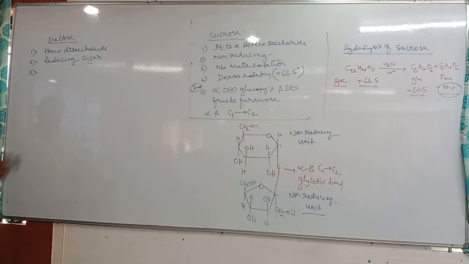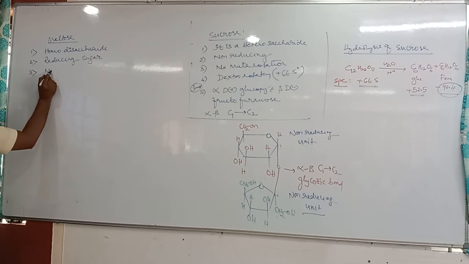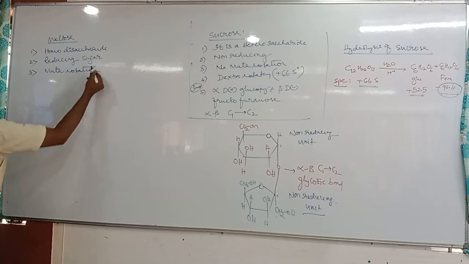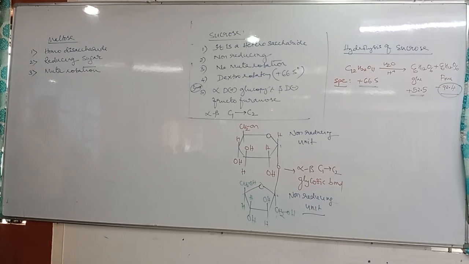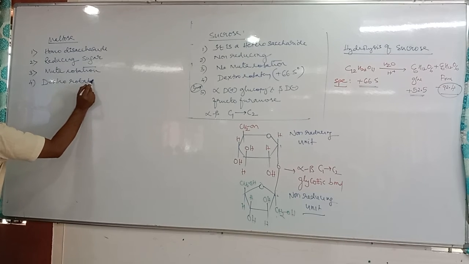Usually, if it is reducing, it shows mutarotation, because if it is reducing, there is a free aldehyde group. If there is a free aldehyde group, it can have alpha and beta forms. Therefore, it shows mutarotation. Okay, next, the fourth one: it is also dextrorotatory.